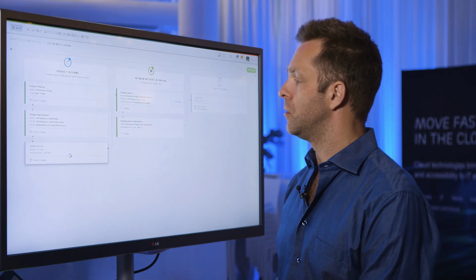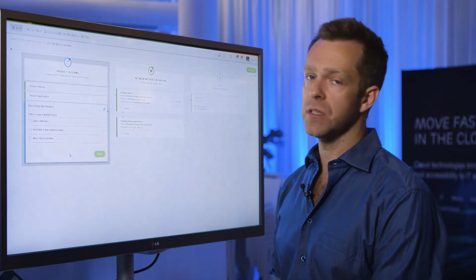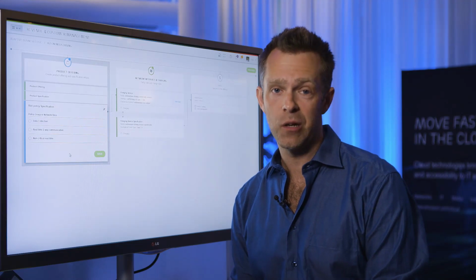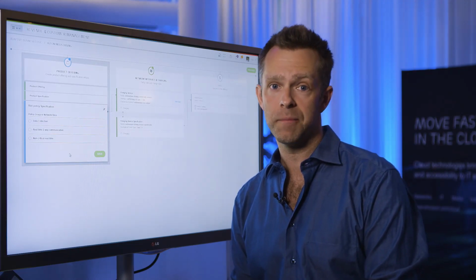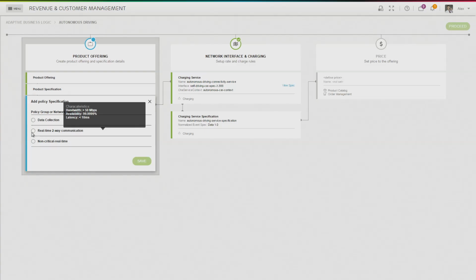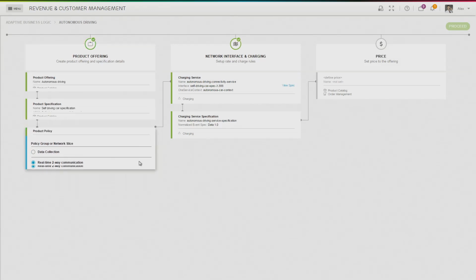The first thing we're going to do is to define the policy for this autonomous driving car, and this is a 5G requirement with high bandwidth, low latency and high reliability. So we're going to set the real-time two-way communication. This promises 50 megabits per second, availability of 99.9999% and low latency. So I'm selecting this and I press save.